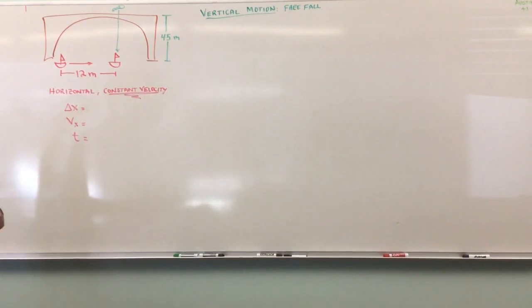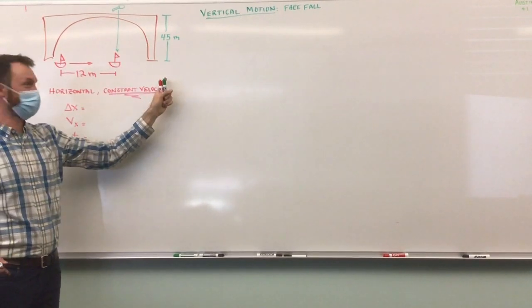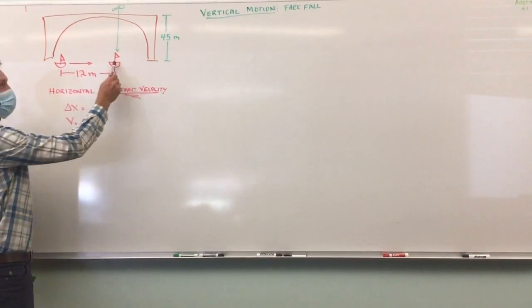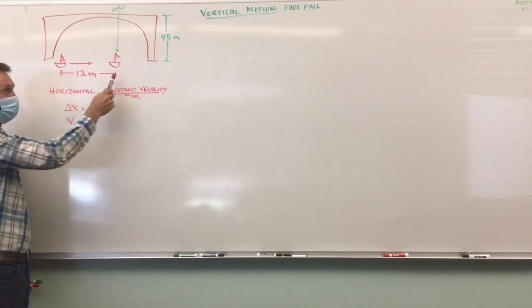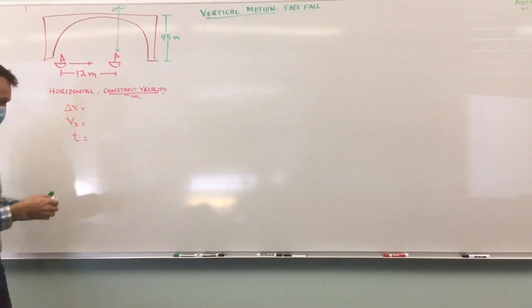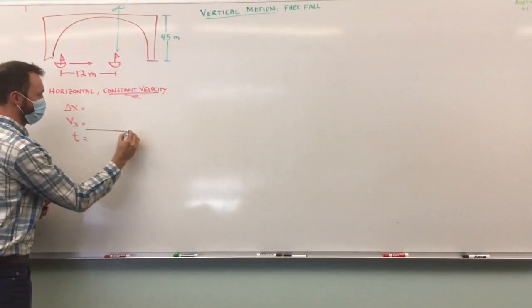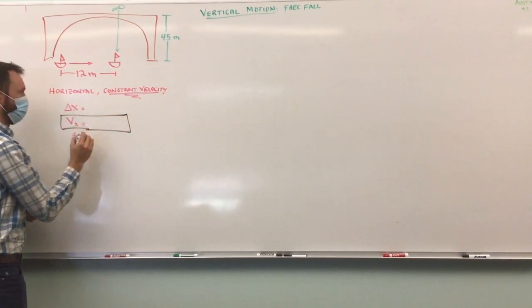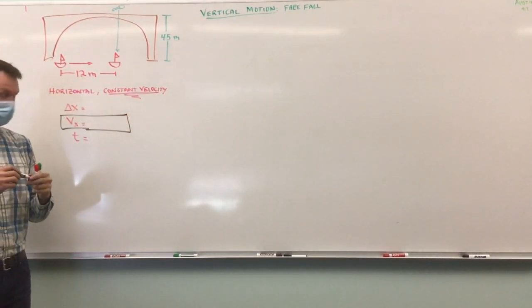Problem number 13, we've got a key that falls from a bridge that's 45 meters tall. It lands in a boat that began 12 meters away from the moment that the key fell into the boat under the bridge. The problem is then asking, what is the velocity of that boat as it moves with a constant velocity that whole time?